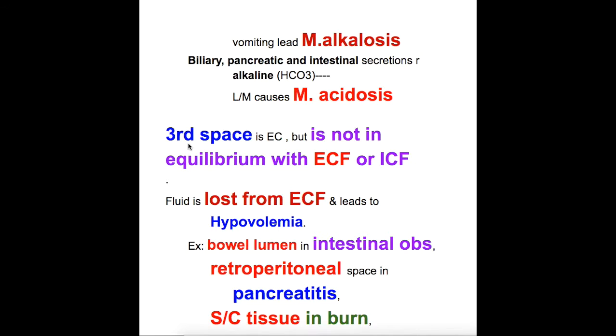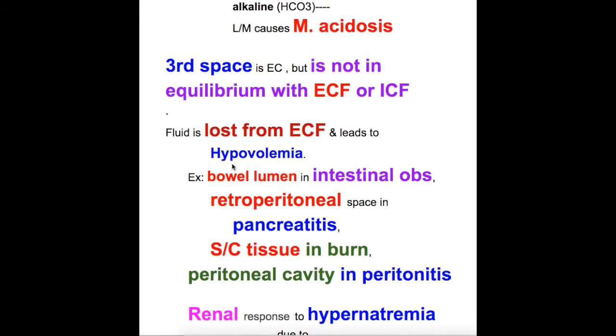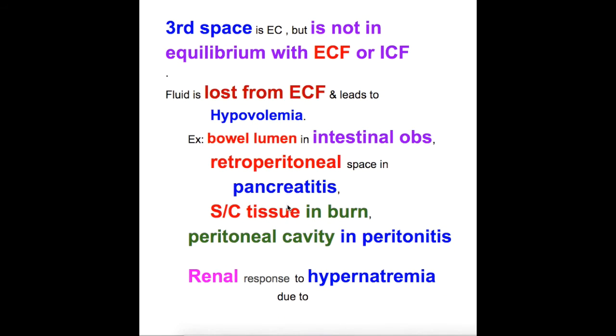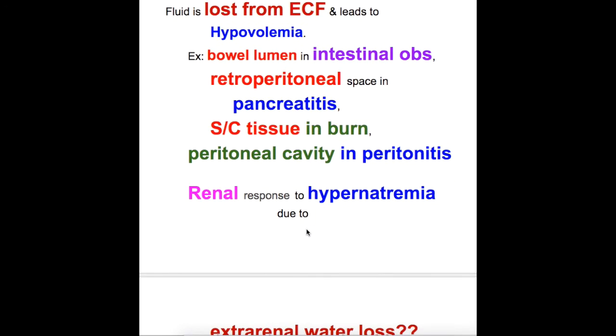So what is the third space? The third space is extracellular, but it's not in equilibrium with extracellular or intracellular fluid. The fluid is lost from the extracellular fluid and leads to hypovolemia. Examples: bowel lumen in intestinal obstruction, retroperitoneal space in pancreatitis, subcutaneous tissues in burns, and peritoneal cavity in peritonitis.